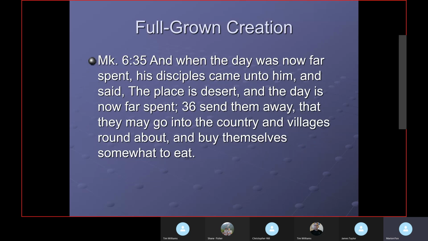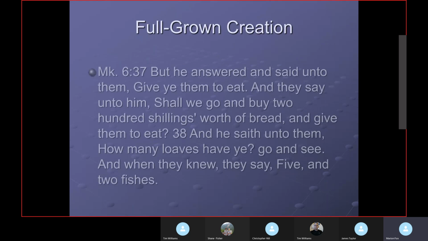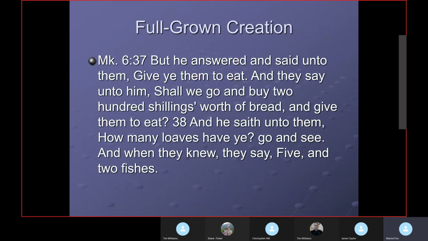When the day was now far spent, his disciples came unto him and said, The place is desert, and the day is now far past. Send them away that they may go into the country and villages round about and buy themselves somewhat to eat. But he answered and said unto them, Give ye them to eat. And they said unto him, Shall we go and buy two hundred shillings' worth of bread and give them to eat?